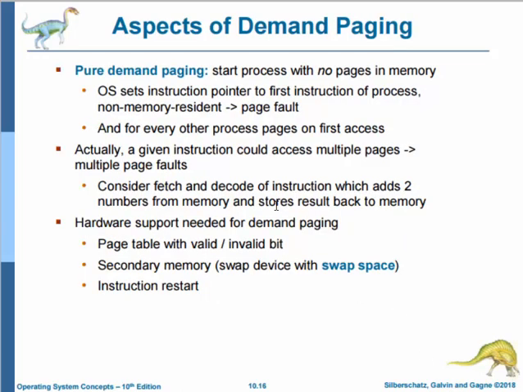Now, in the extreme case, we can start executing a process with no pages in the memory. So when the operating system sets the instruction pointer to the first instruction of the process, which is on a non-memory resident page, the process immediately faults for the page, or we call it page fault. Now, after this page is brought into the memory, the process continues to execute, faulting as necessary until every page that it needs is in the memory. At that point, it can execute with no more faults.